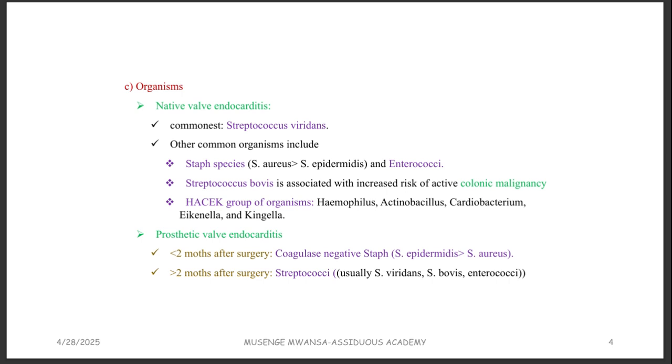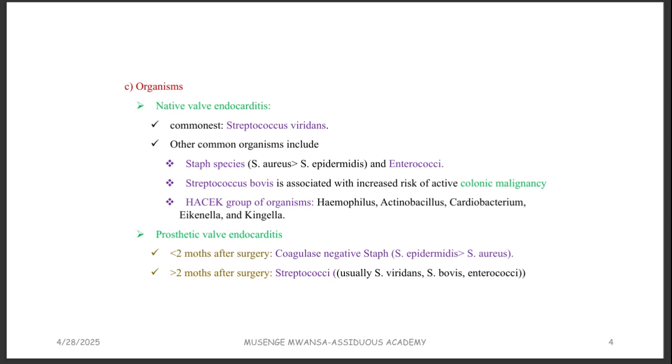And then for the prosthetic valves, you have organisms that affect prosthetic valves just before 2 months after the time you put in a prosthetic valve, and then there are those that will affect the valve after 2 months. So those that affect the prosthetic valve less than 2 months after surgery are Staph species, Staph epidermidis and Staph aureus. But can you see that it is opposite here? Staph epidermidis affects prosthetic valves more than Staph aureus within 2 months. For the native valves, Staph aureus was doing it more than Staph epidermidis.